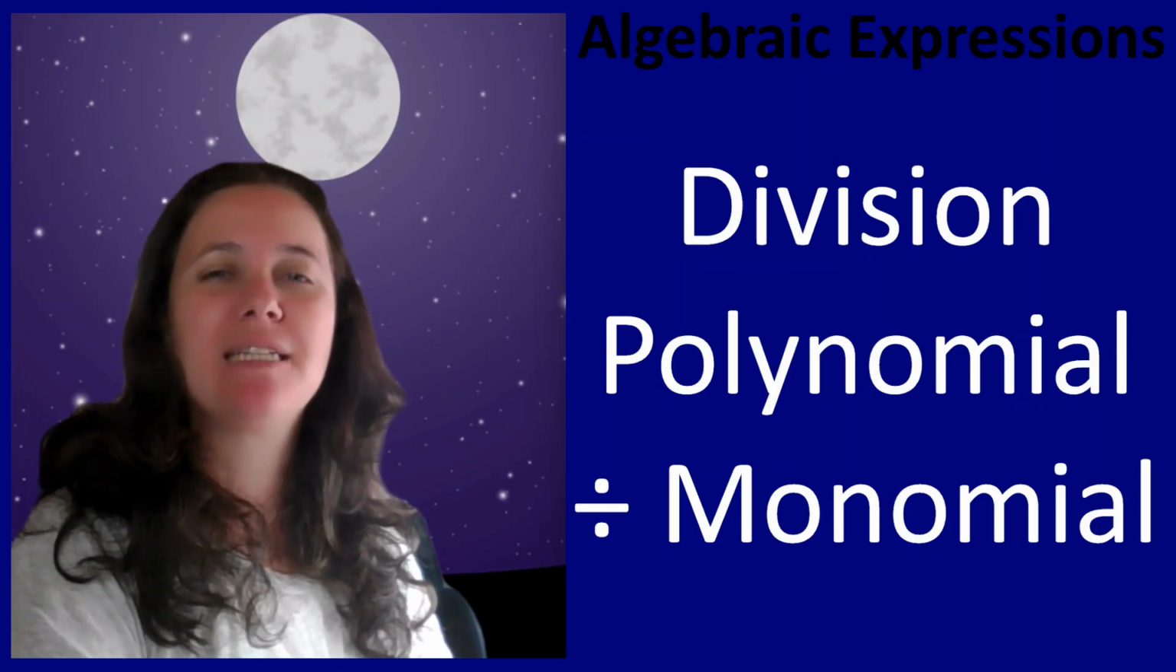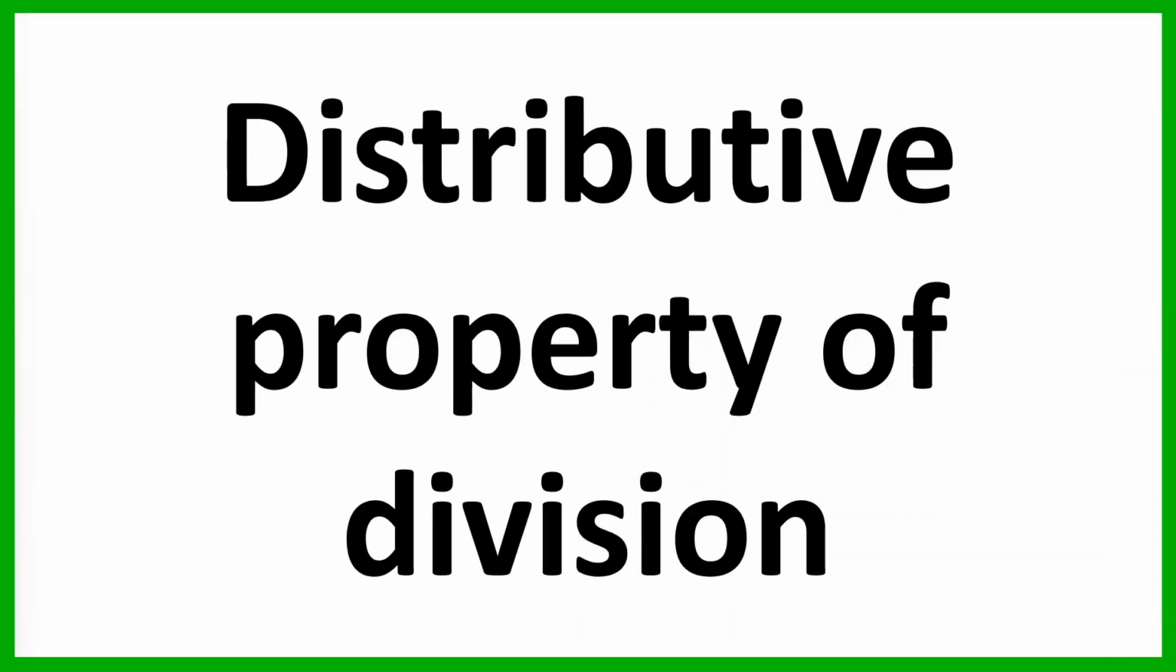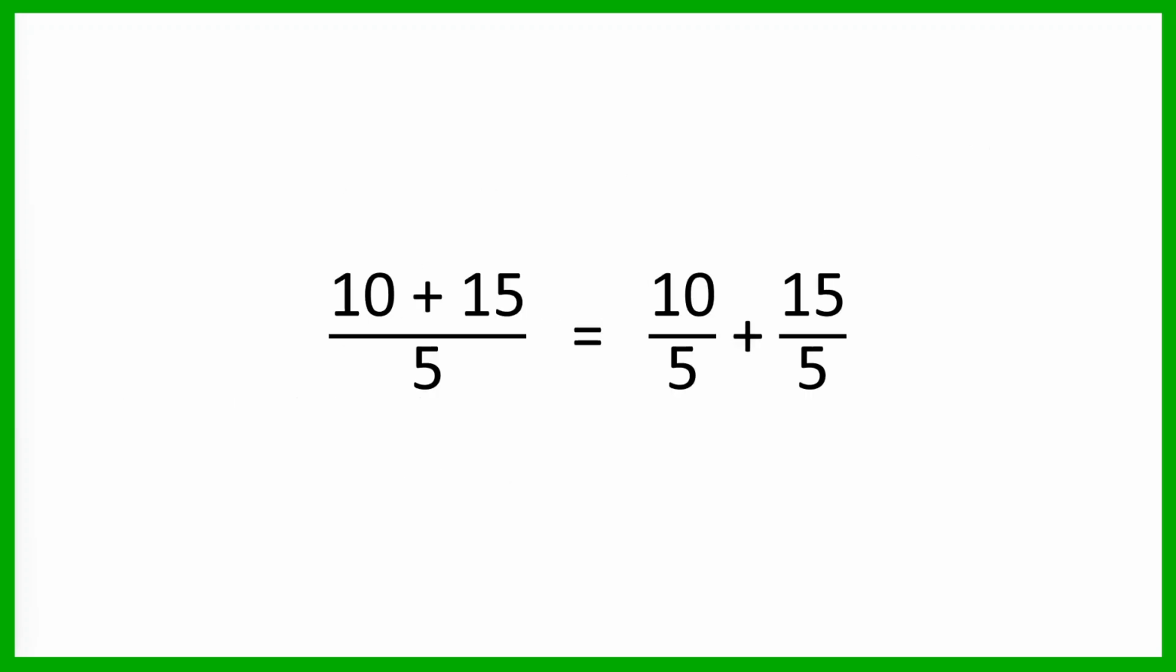Hi, today we're going to be practicing simplifying algebraic expressions that involve dividing polynomials by monomials. We'll start off by first reminding you about the distributive property of division. When we're dividing the sum or difference of two numbers by a third number, it's the same as dividing each of the two numbers by the third number separately and then adding the answers. So let's have a look at an example of this.